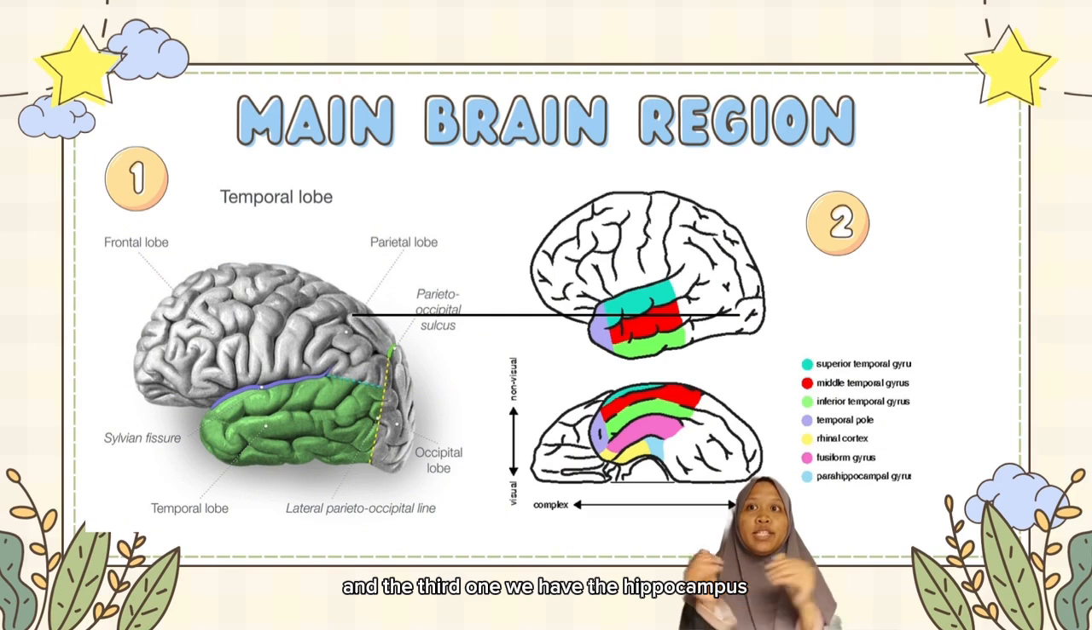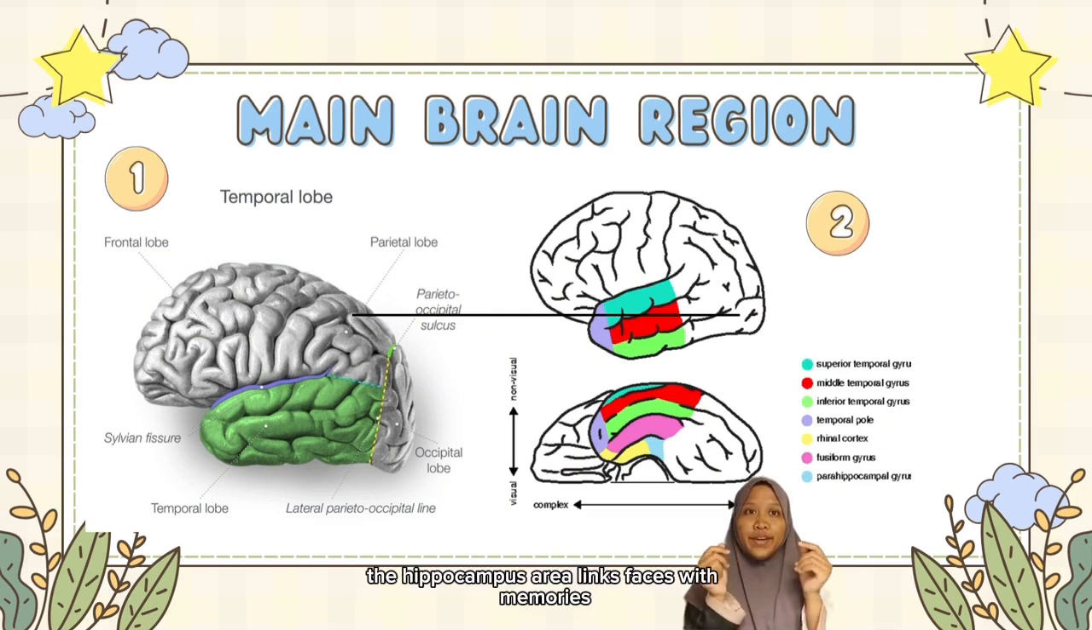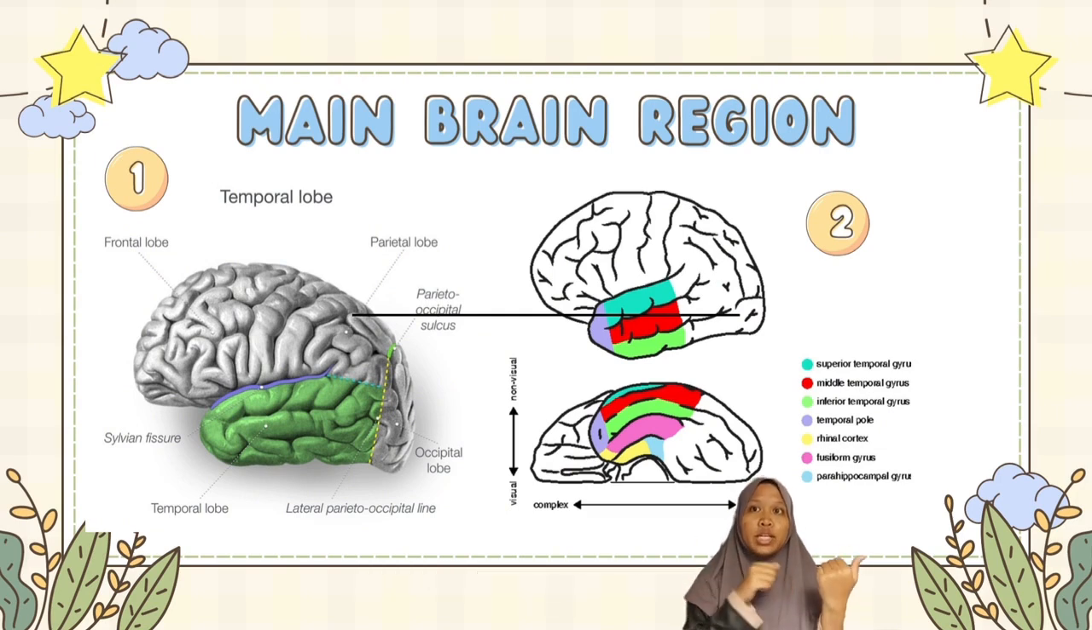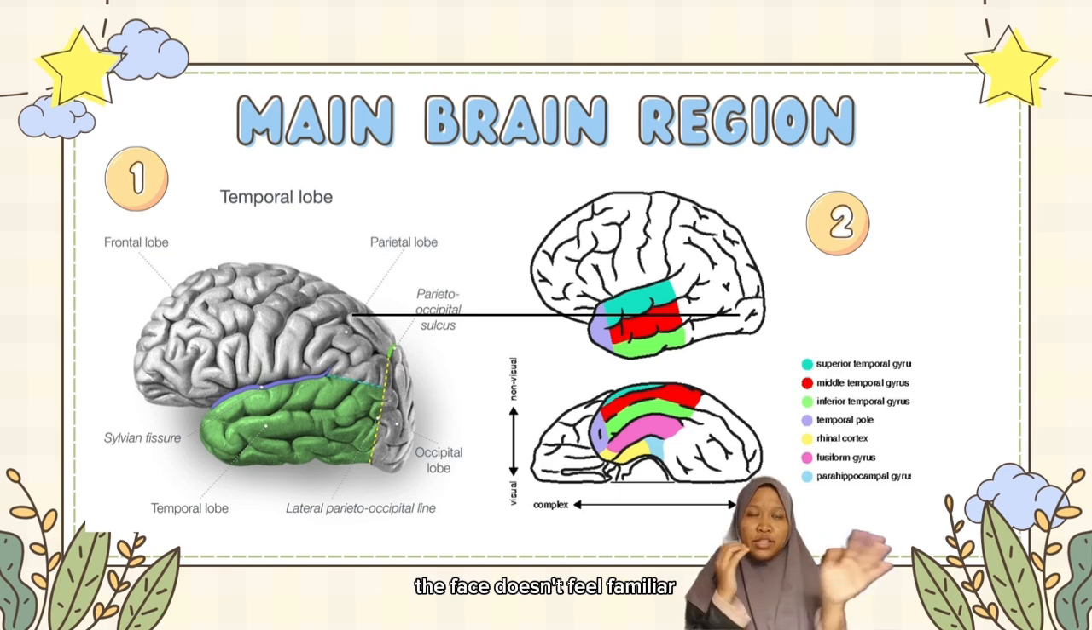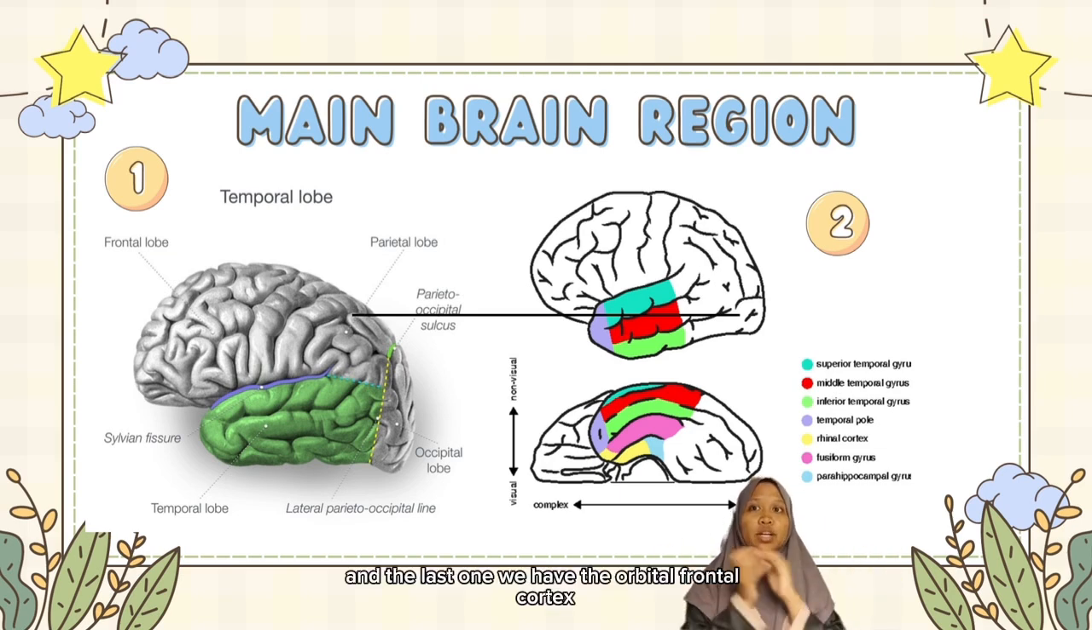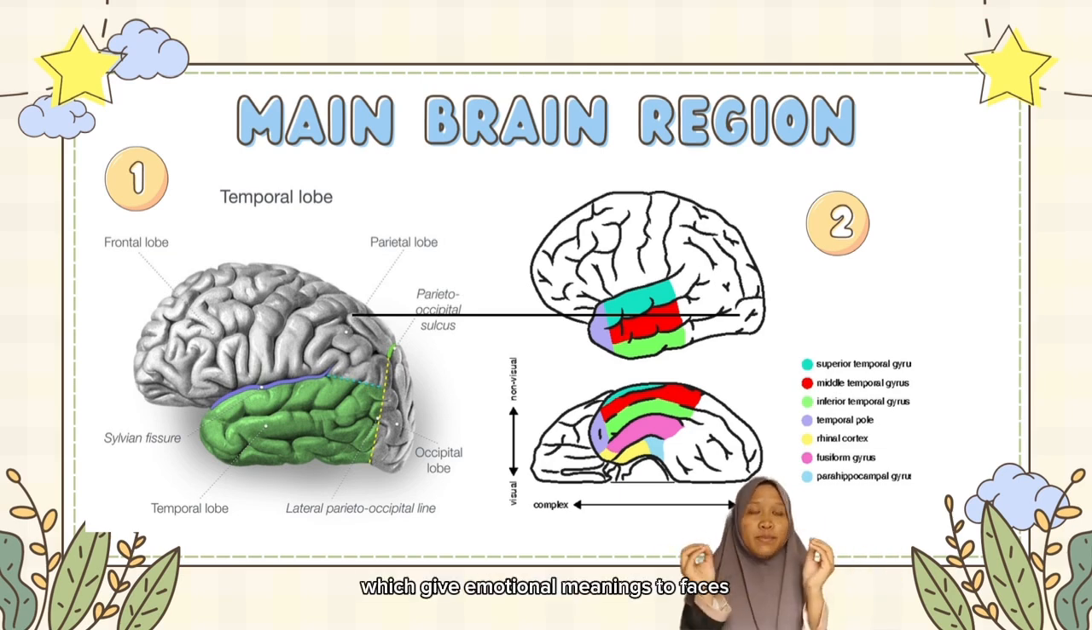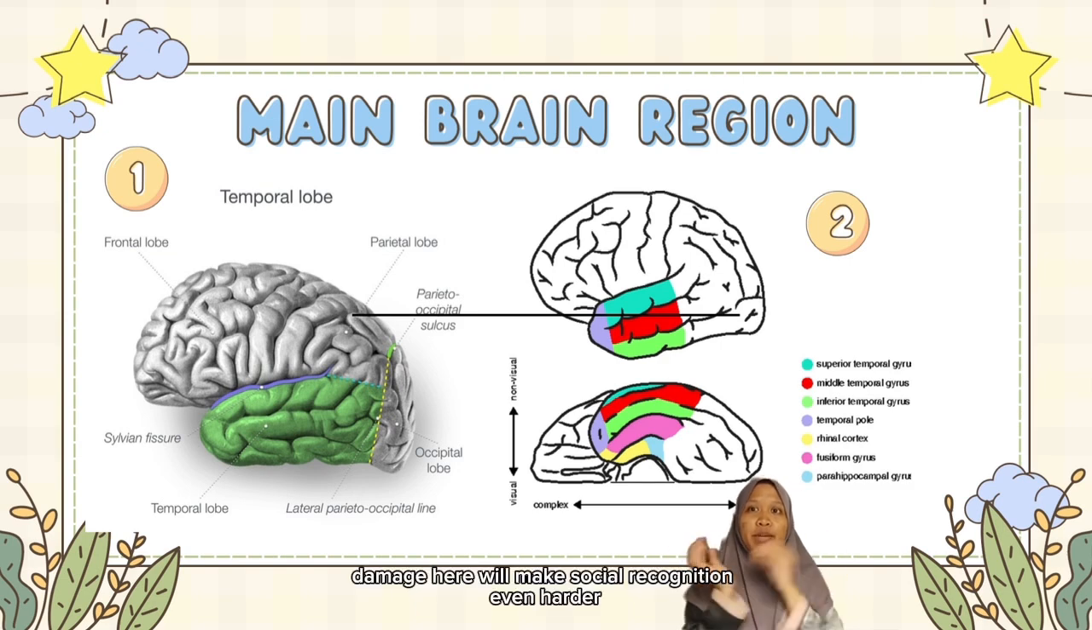Then the third one is the hippocampus. The hippocampus links faces with memories. So when it's affected, the face doesn't feel familiar. And the last one is the orbitofrontal cortex, which gives emotional meaning to faces. Damage here will make social recognition even harder.